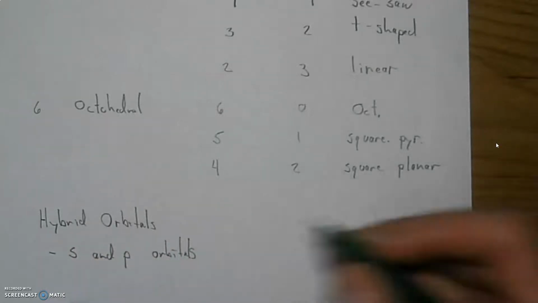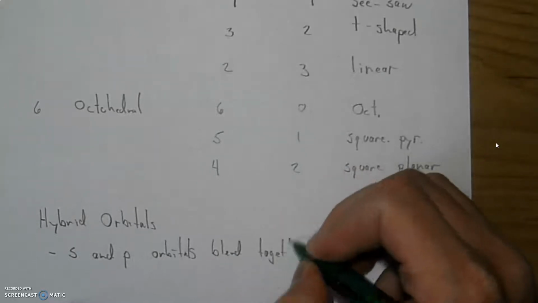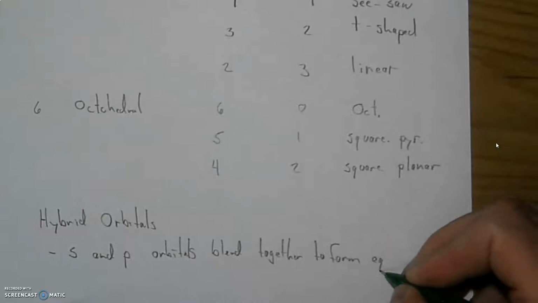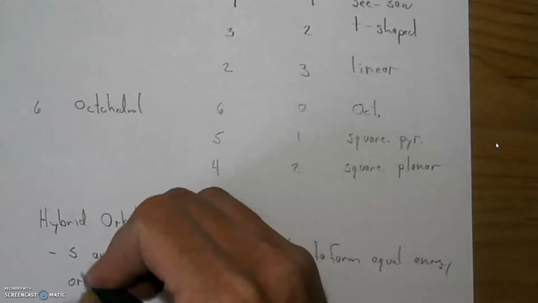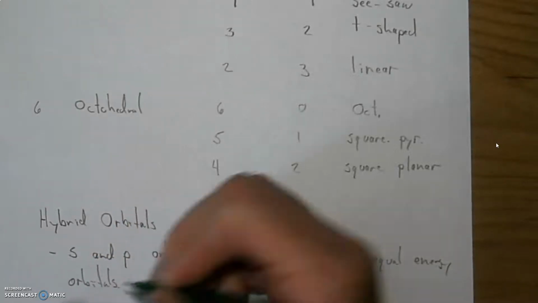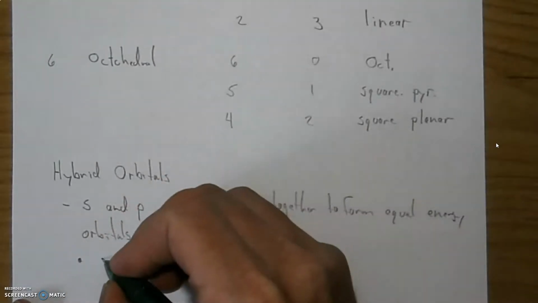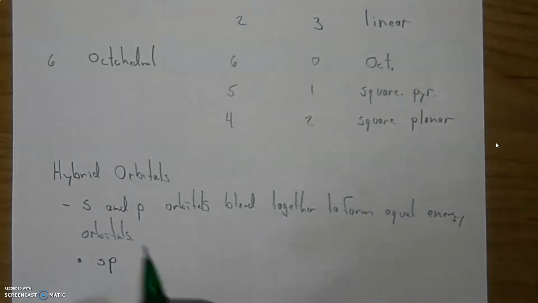So the s and p orbitals blend together to form equal energy orbitals. And based on that, I'll give you an easy way of understanding it. If you have one s and one p, the s and one of the p's blend together, in other words, they form similar locations for electrons to be found.